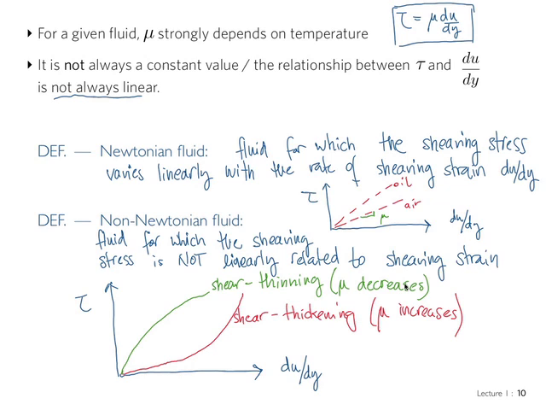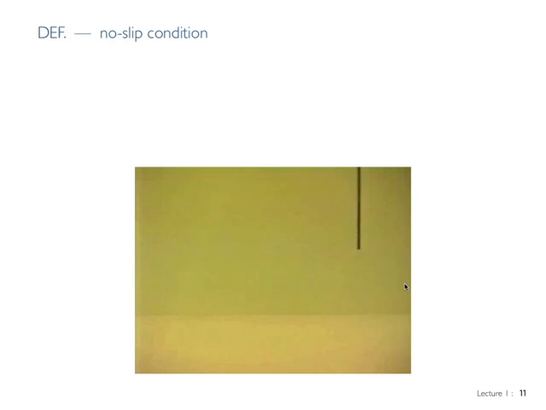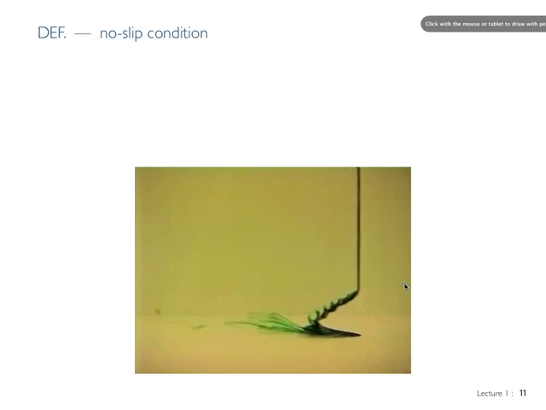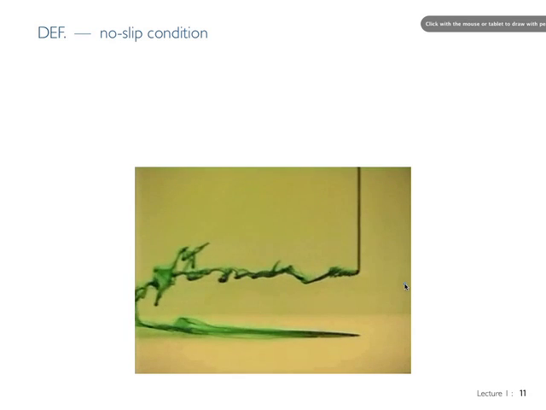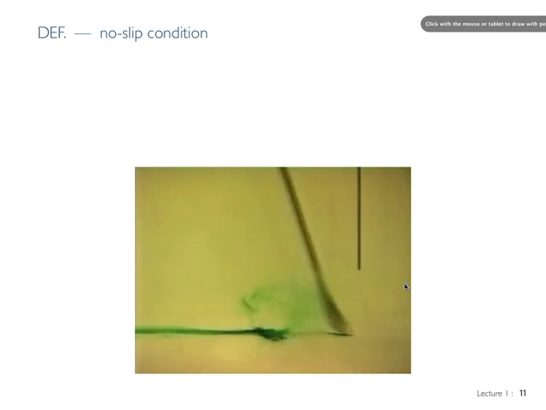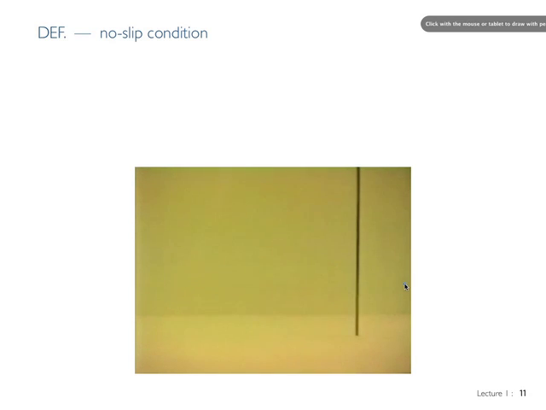But there are many fluids that will behave in this nonlinear way. There are a couple of definitions that we need to introduce here at this point. The no-slip condition. This is an experimentally observed fact shown here in this movie. We have water in some sort of tank flowing there, and a needle is introduced with some dye. And the dye that is placed very close to the wall, as you can see, sticks there. But as soon as it's removed from the wall, as soon as it's further away from the wall, it flows with the rest of the water in the wind tunnel.